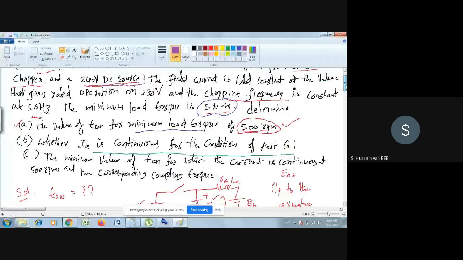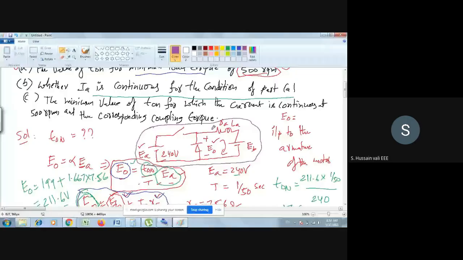In this circuit diagram, this RA, LA, EB is the motor, whereas this is the chopper. So this is the chopper circuit diagram, which has the 240 volts he has given in the data. RA value, LA value he has given. EB is the back EMF. E naught is the output voltage of the chopper. This output voltage is going to the armature of the separately excited DC motor. From the first statement, this is the data, and this is the circuit diagram.